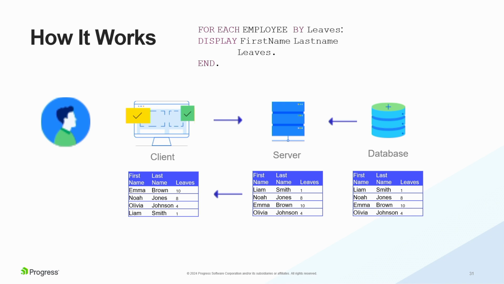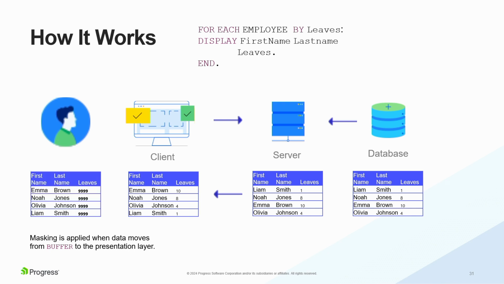Now, at that time, when it moves from the data to the presentation layer, we are applying the masking over there. So when data moves from the buffer to outside the buffer, at that time, the masking is applied. So when the data is presented to the user with the display statement, at that time, the masking will apply and he will see the masked data. So here, in this case, we have seen the 49. So that's where the masking is occurring, at the time when we are presenting data to the user.